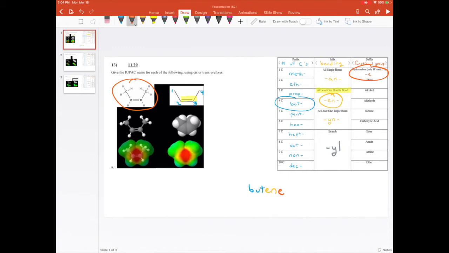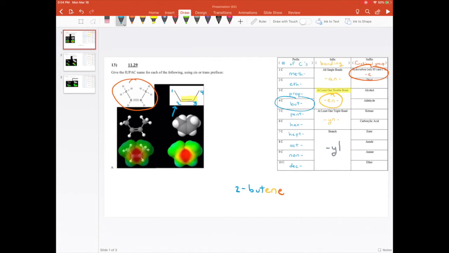Then you want to see where the double bond starts. Now you can number this molecule left to right or right to left. If we number it left to right, the double bond starts on carbon 2. If we number it right to left, the double bond would also start on carbon 2. So it doesn't matter which way you number it. I'm going to number it left to right, and that will start at carbon 2. And the name for this would be 2-butene.